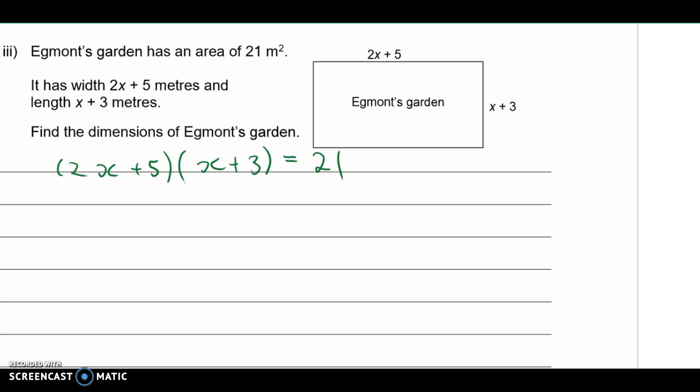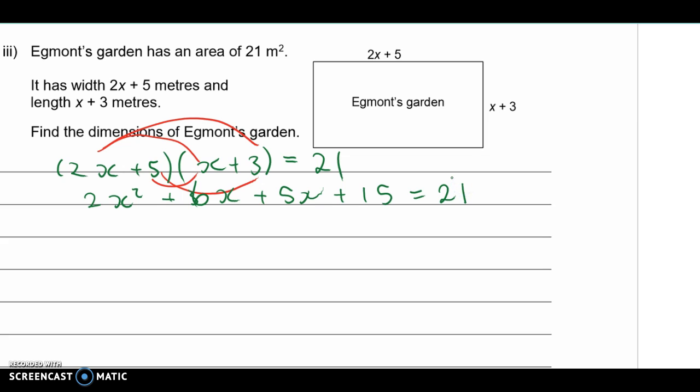So I'm going to expand this out. So 2x times x is 2x squared. 2x times 3 is 6x. 5 times x is plus 5x. And 5 times 3 is plus 15 equals 21. Now, what do I have? I need to add up all my like terms. So I've got 2x squared plus 6 plus 5 is 11x plus 15.